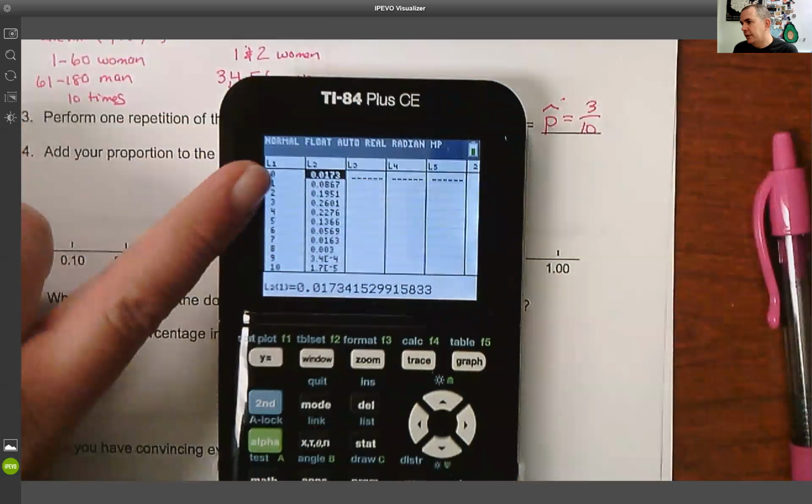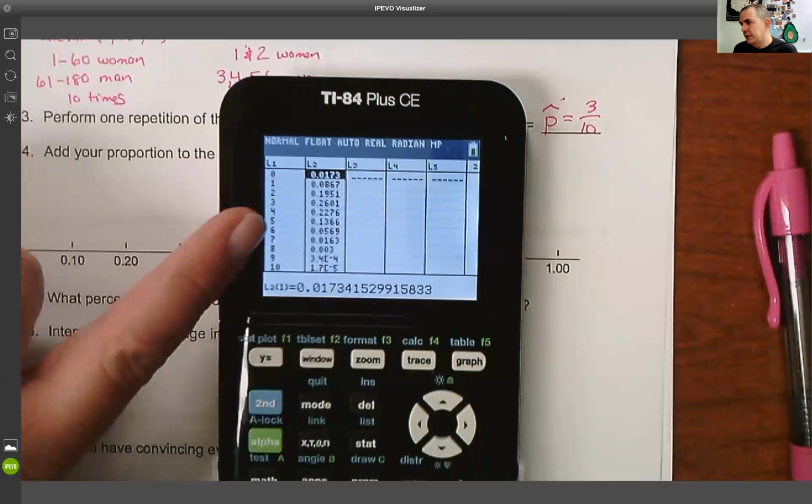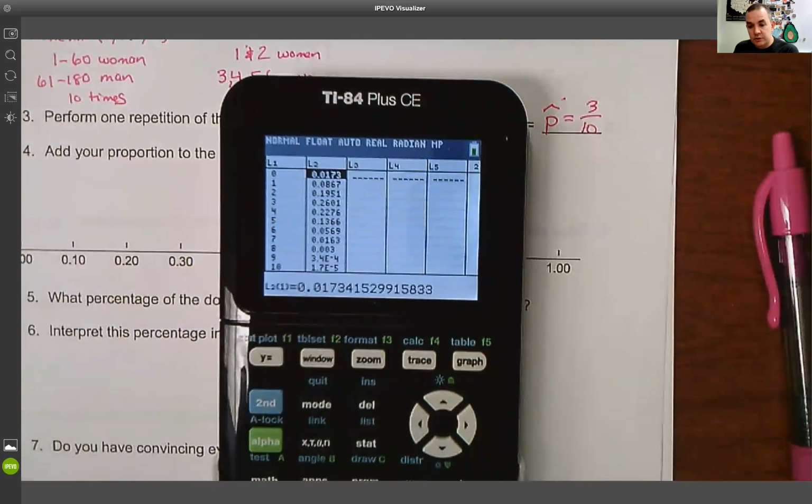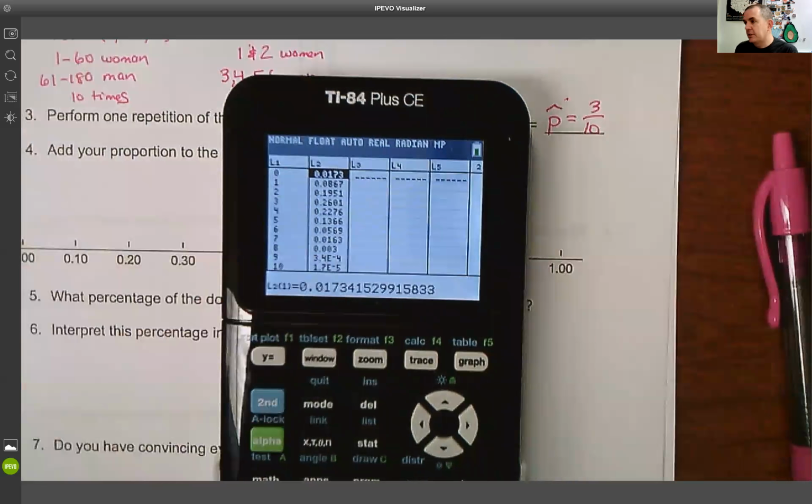It shows me all the individual probabilities. So here is the probability of getting exactly 5 women out of 10. It's a little over 13.5%. So just the probability alone of getting 5 women is about 13%.